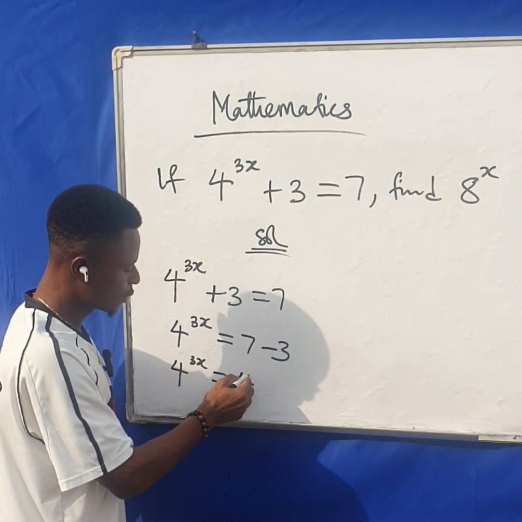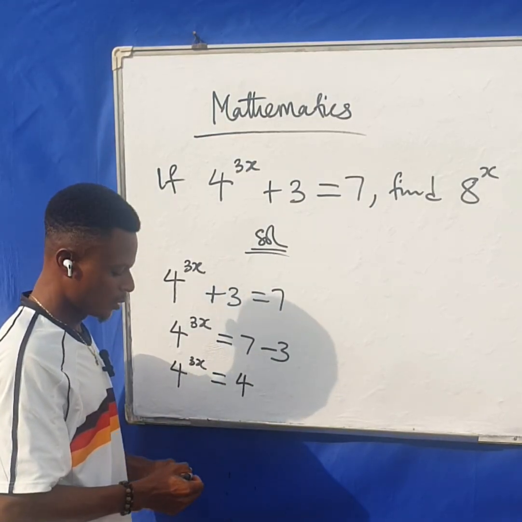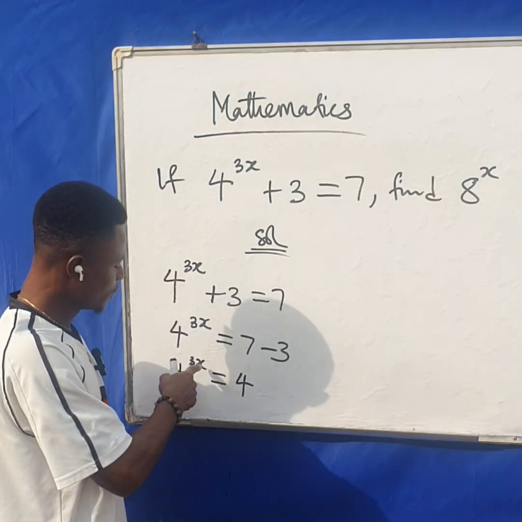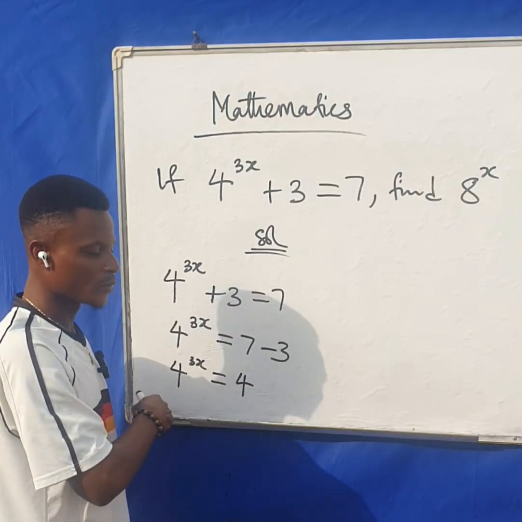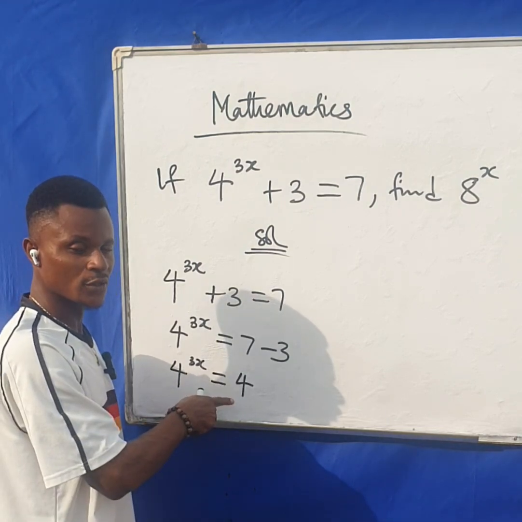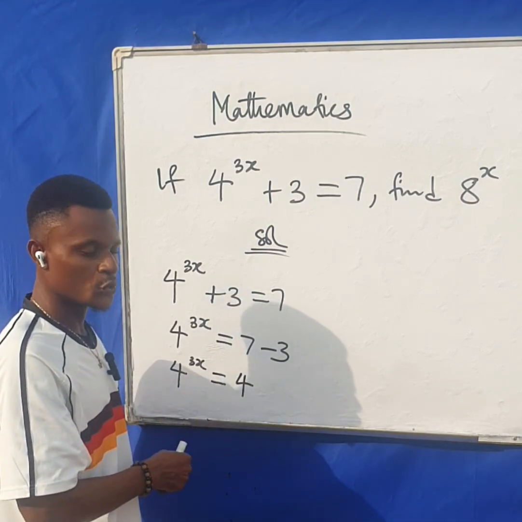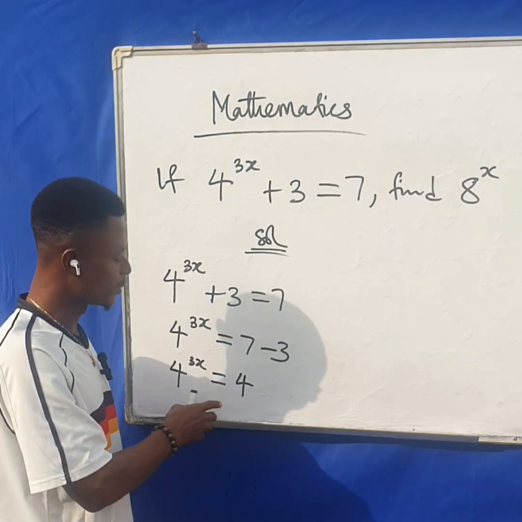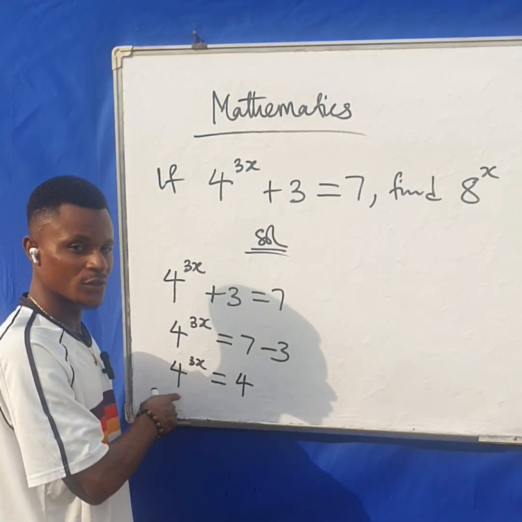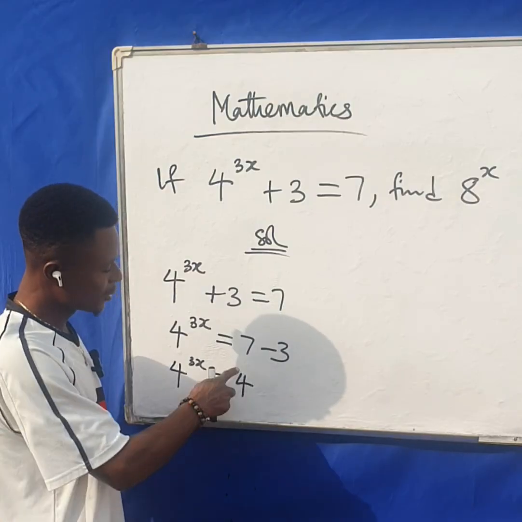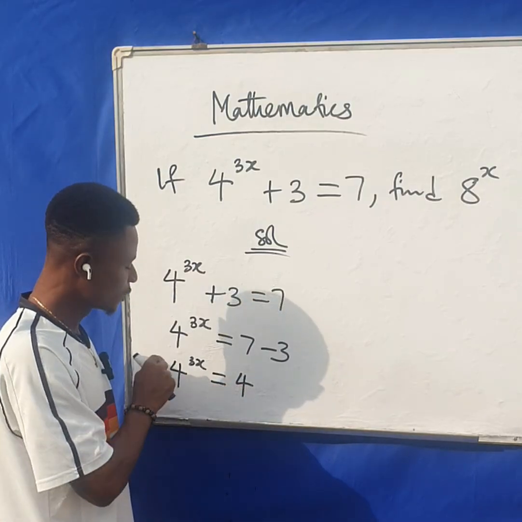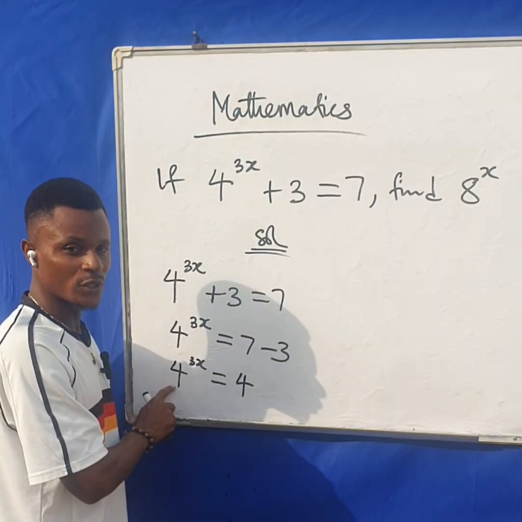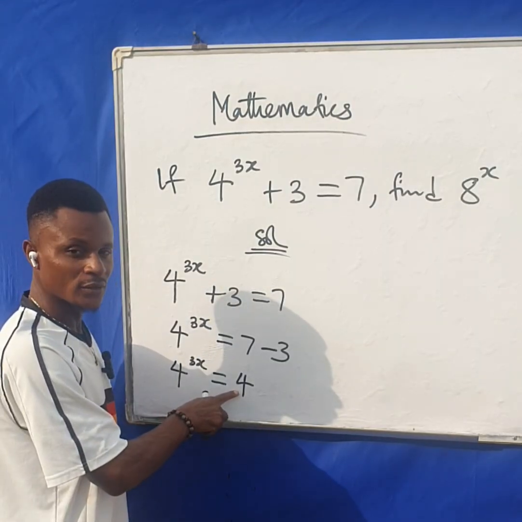4. Write 4 here. Now, if you look at the two sides of this equation, you notice that the left-hand side is in exponential form, while the right-hand side is not in exponential form. So what we are going to do is make sure that this right-hand side is also in exponential form, in the same base with this. You understand? So how can we make this right-hand side to be in exponential form in the same base with this? It's very easy. Now, we already have base 4 here, and we have 4 here.